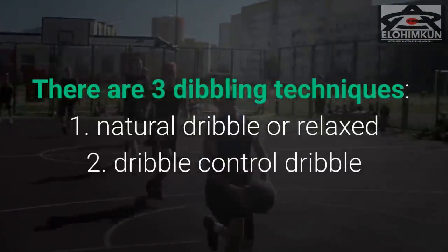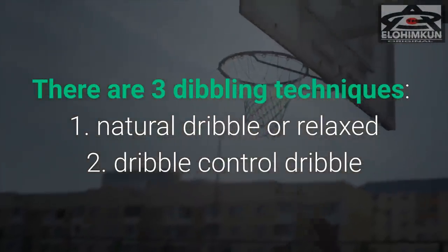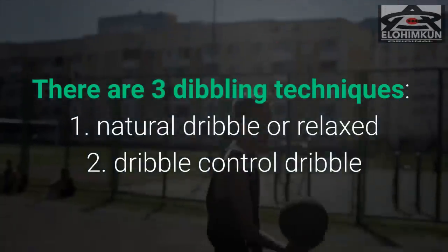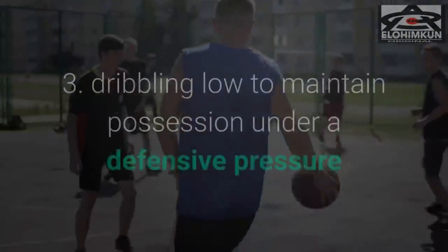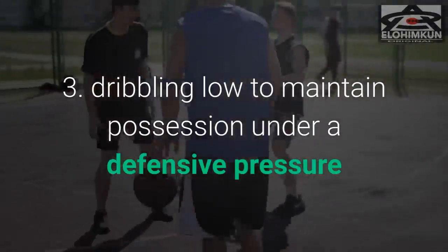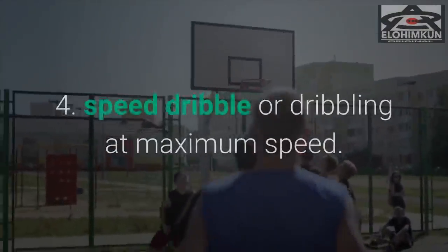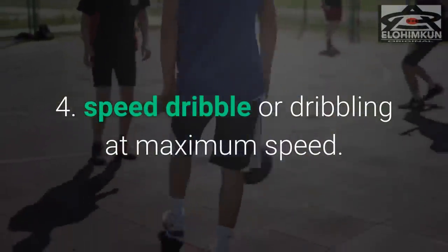Dribbling. This skill can be improved by using different dribbling techniques and drills. There are 3 dribbling techniques. 1. Natural dribble or relaxed dribble. 2. Dribble control dribble. 3. Dribbling low to maintain possession under defensive pressure. 4. Speed dribble or dribbling at maximum speed.